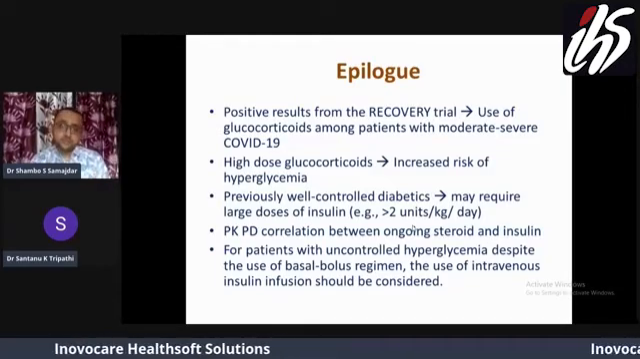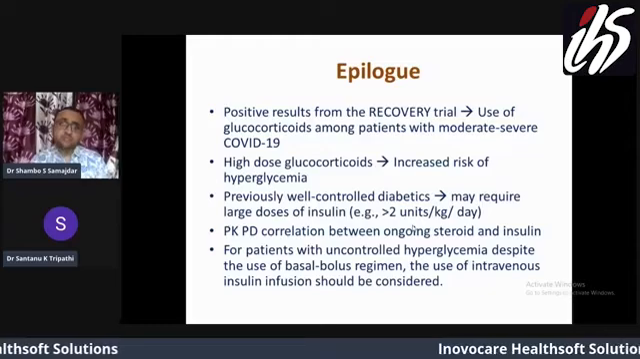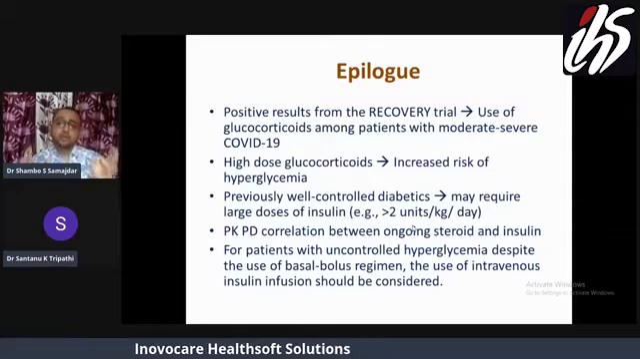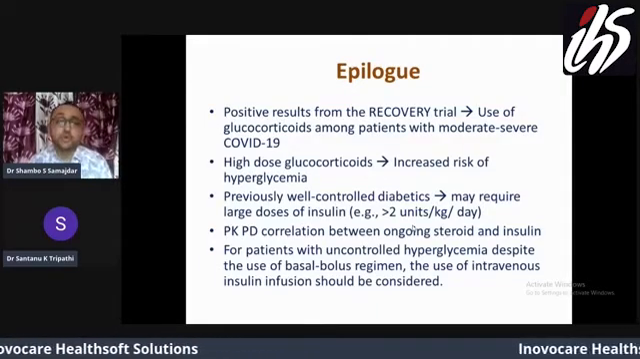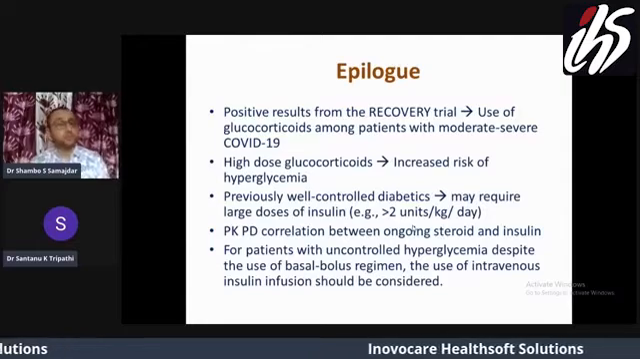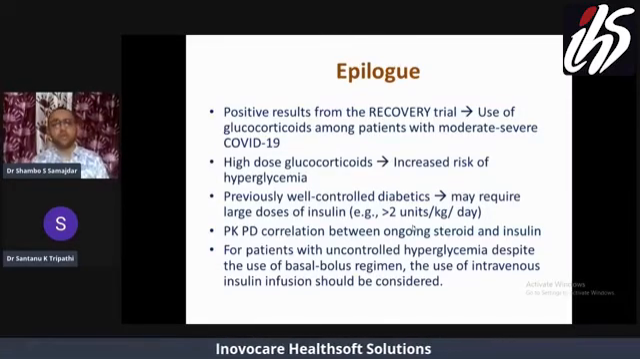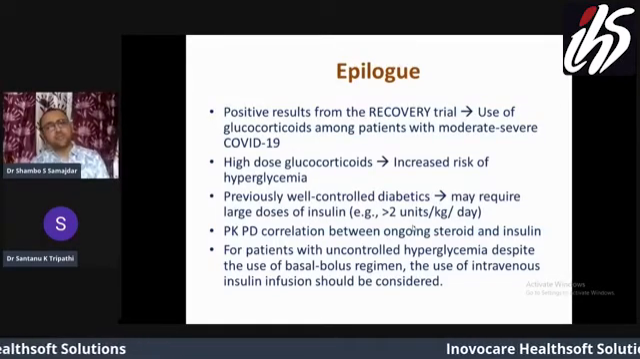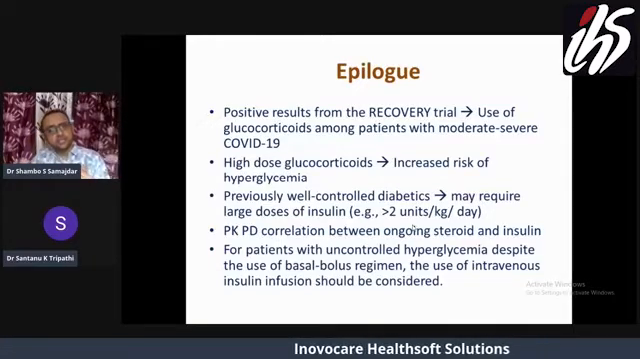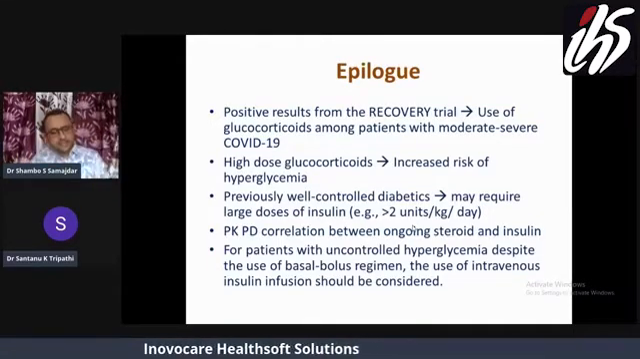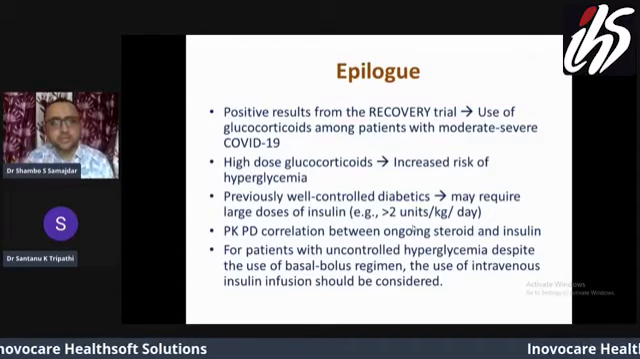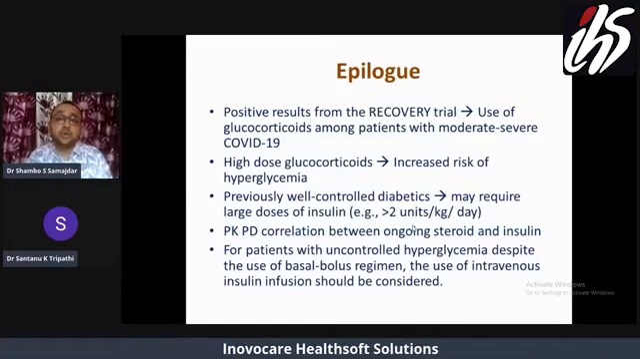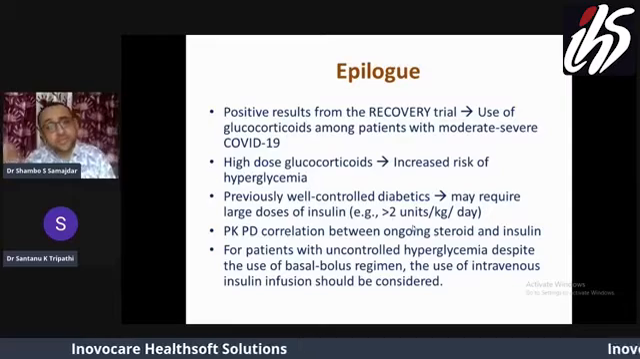So, summary of today's presentation: there are positive results from the RECOVERY trial that emphasize the need of glucocorticoids among patients with moderate to severe COVID-19. So we need to prescribe glucocorticoid. There is nothing like, my patient has high blood glucose, so we have to wait with insulin therapy for 2 to 3 days, then the glucose value will go down, then I will try to inject glucocorticoid. No, that is wrong.